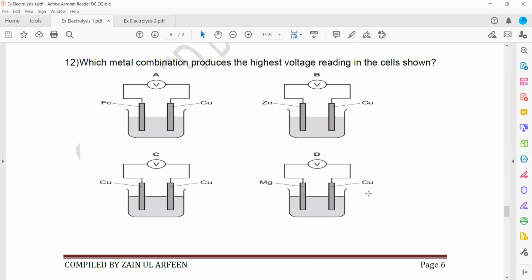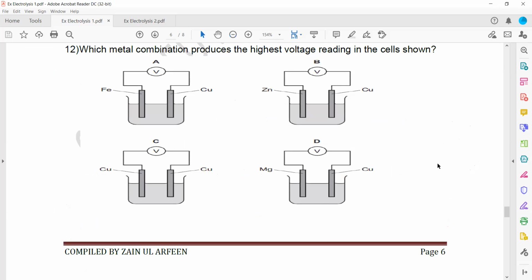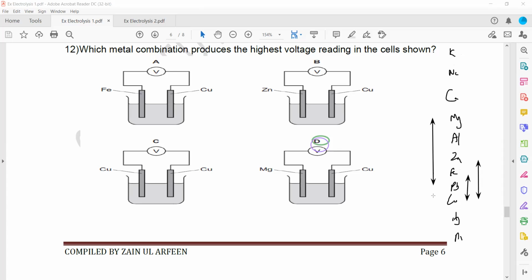Another similar question, which metal combination produces the highest voltage? Again, you can clearly see the reactivity series is very important for this part. So copper, iron and copper, zinc and copper. Copper and copper will produce 0 volt because it is the same. Magnesium and copper will produce a higher voltage, that's why D is the right answer.